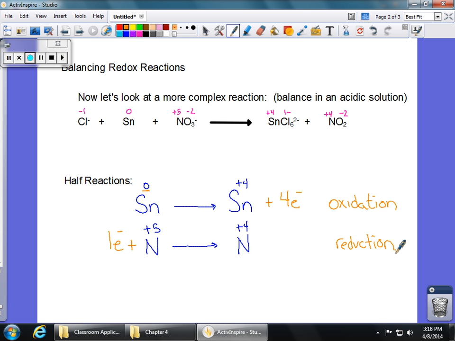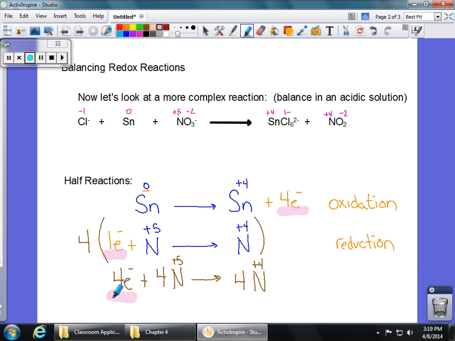Once again, if we look at the number of electrons that we have, you will see that there is 1 electron here on the left. There are 4 electrons here on the right. So those are not equal, and we have to make them equal in our half reactions. To do so, we will then multiply our nitrogen half reaction by the number 4 and get 4 electrons plus 4 nitrogens with a +5 oxidation state, yielding 4 nitrogens with a +4 oxidation state. And now, if we go back and look at our electrons, we got 4 and 4.